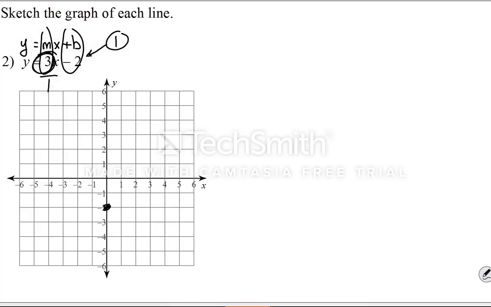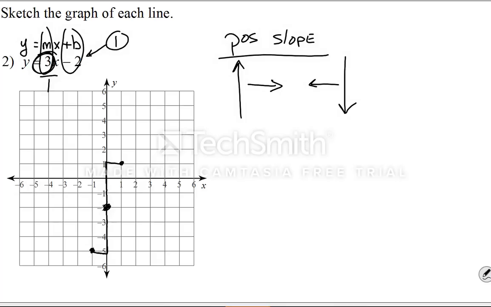So I have a positive slope of 3 over 1. So I'm going to go up 3 and over 1, or I could have gone down 3 and over 1. Both movements are the same. So for positive slope, you can go up and right or down and left. Either one of those two movements are the same. So now I have 3 points. Again, all you need is 2. And now I'm going to graph. Okay, and there you go. There is your graph for equation number 2.